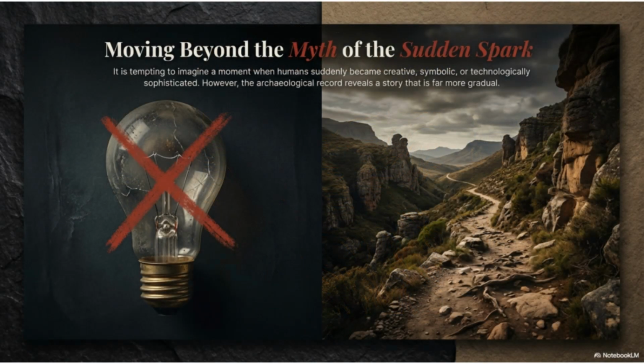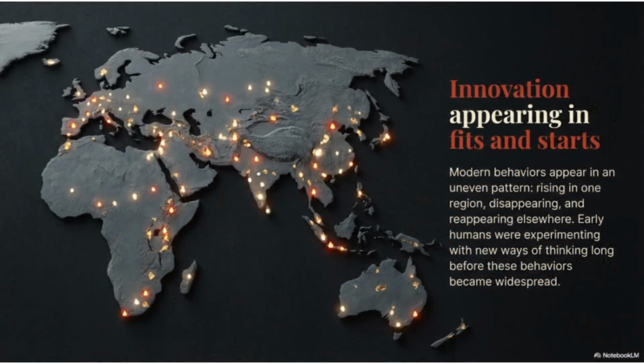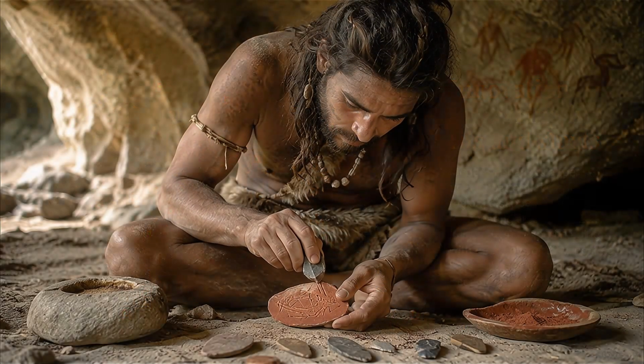Let's revisit what we mean by behavioral modernity. It's tempting to imagine a sudden spark, a moment when humans suddenly became creative, symbolic, or technologically sophisticated. But when we look closely at the archaeological record, the story is far more gradual and much more interesting. Modern behaviors arise in fits and starts, appearing in one region, disappearing for a while, and then reappearing somewhere else. This uneven pattern tells us that early humans were experimenting with new ways of thinking and interacting long before these behaviors became widespread. Let's look at some examples.